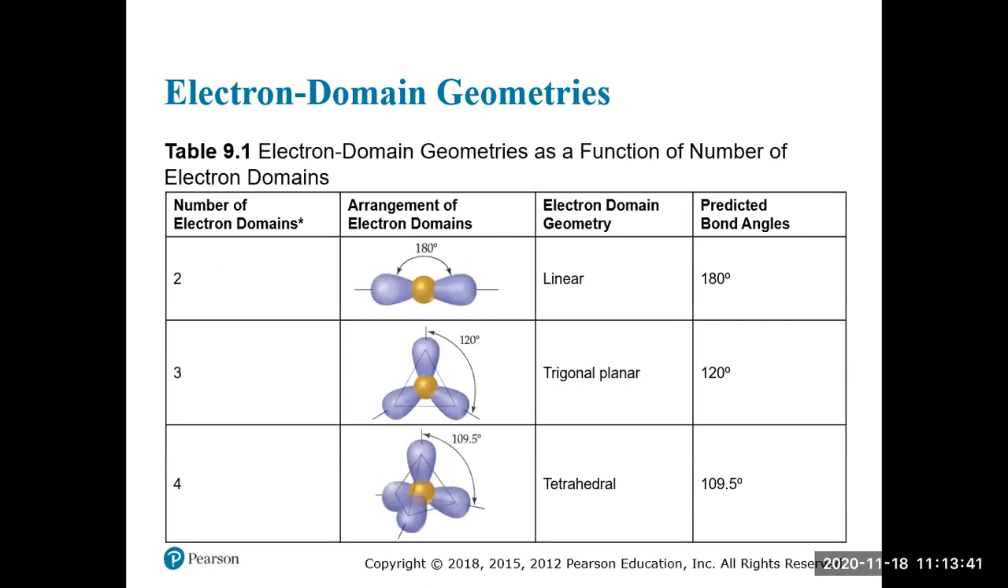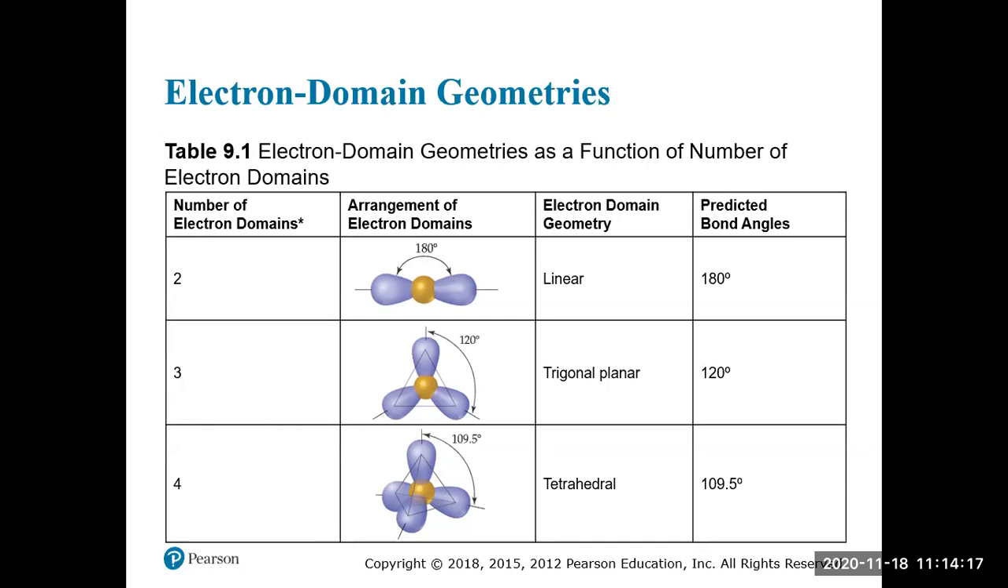If we have 2 electron domains, then the electrons are in a linear arrangement, and the bond angle is 180 degrees. In other words, we're maximizing the distance between them to minimize the electron repulsion. For 3 electron domains, that gives us the trigonal planar arrangement, which is what we see in the next example, with a 120 degree bond angle.